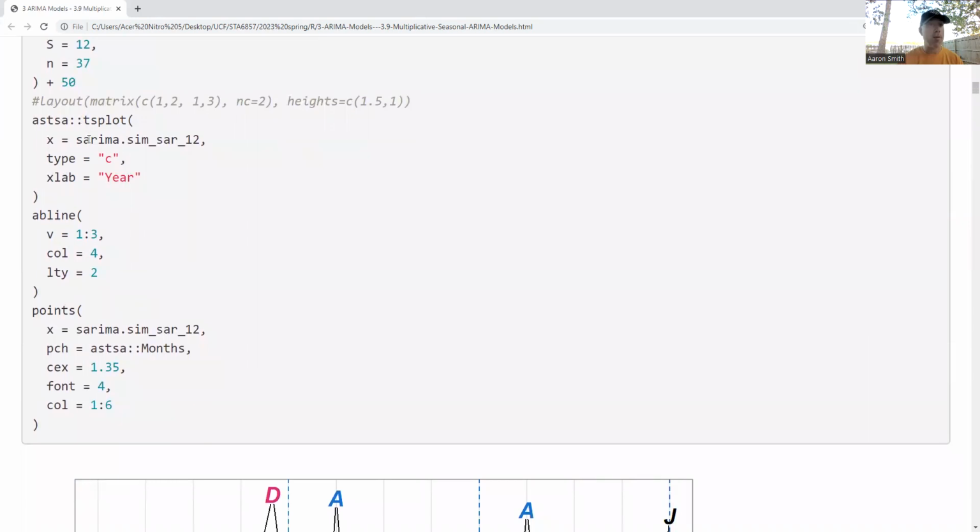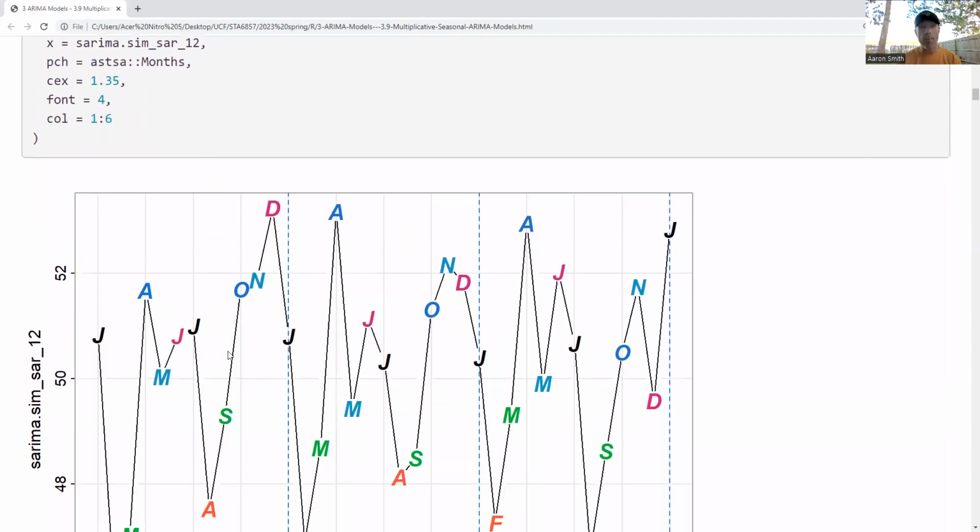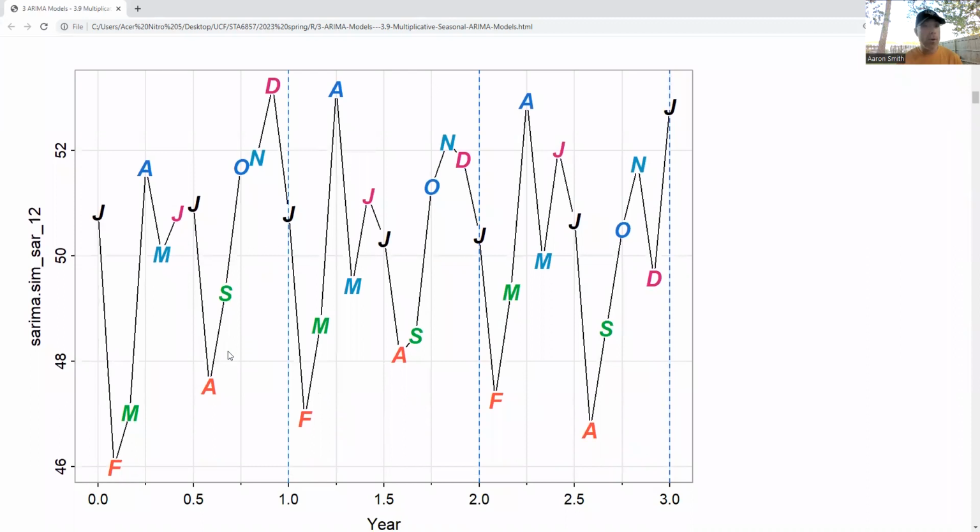All right, so let's go ahead and plot this out using my time series plots. And notice that I put type C here. And we're going to put down the letter of the month as my character on the plot. All right, so here, January, February, March, April, May, and so on. And so here we can see the J's are coming relatively close to each other. We see February, and so we can see the seasonal aspect here very nicely.